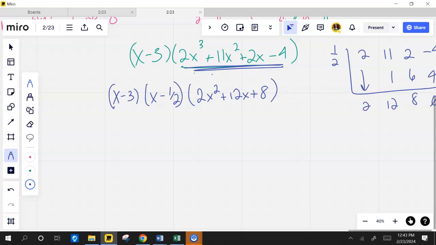Exactly. I'm going to take a 2 out of all these, though. x squared plus 6x plus 4. Does this factor? Oh, gross, it doesn't. Well, we won't go through all that, but it would be the quadratic formula.